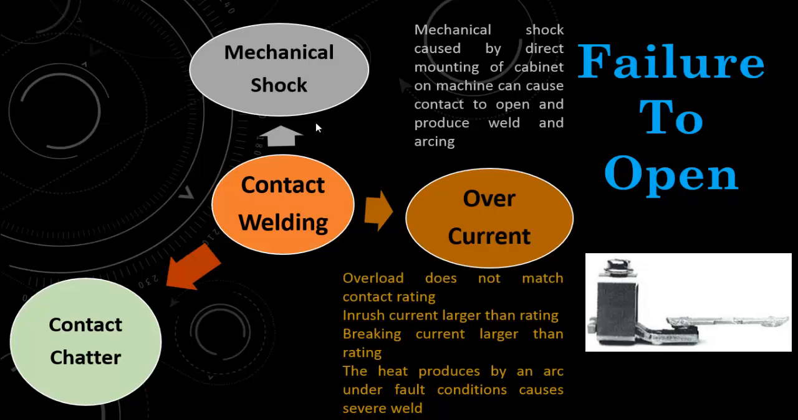The next very common reason for contact weld is overcurrent. Overcurrent takes different forms. The first one is overload. If the contactor rating is less than the connected load, it will ultimately result in contact weld. Also, inrush current larger than the rated current of the contactor. The next reason is breaking current larger than the rated current of a contactor. And finally, the heat produced by an arc under fault condition causes a severe weld.